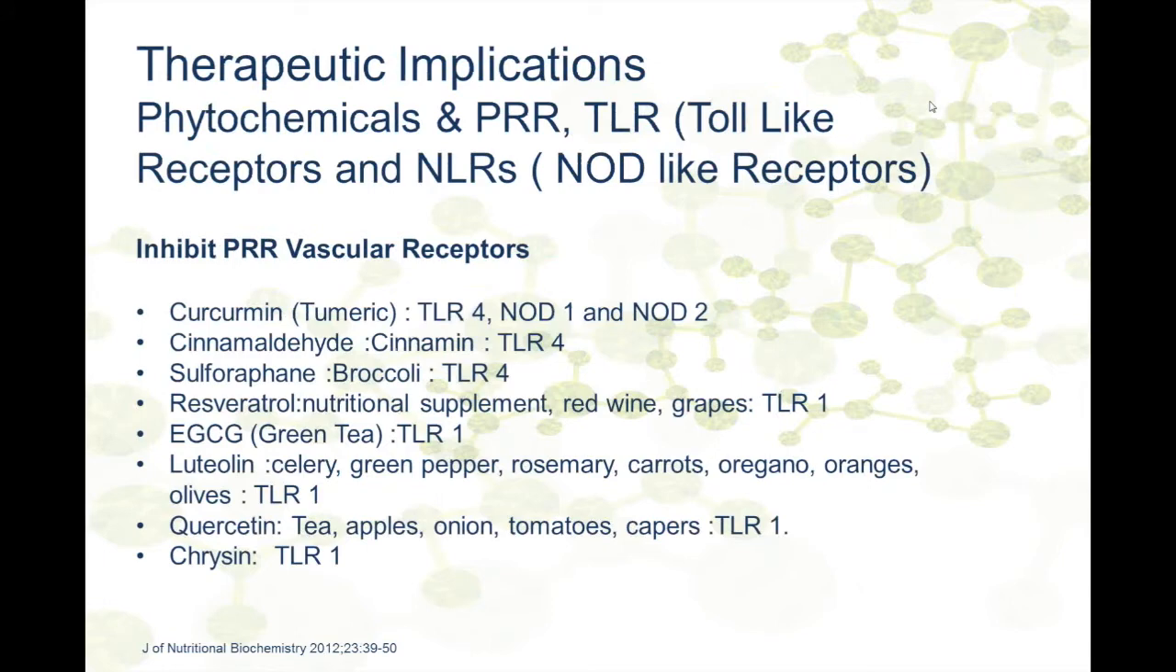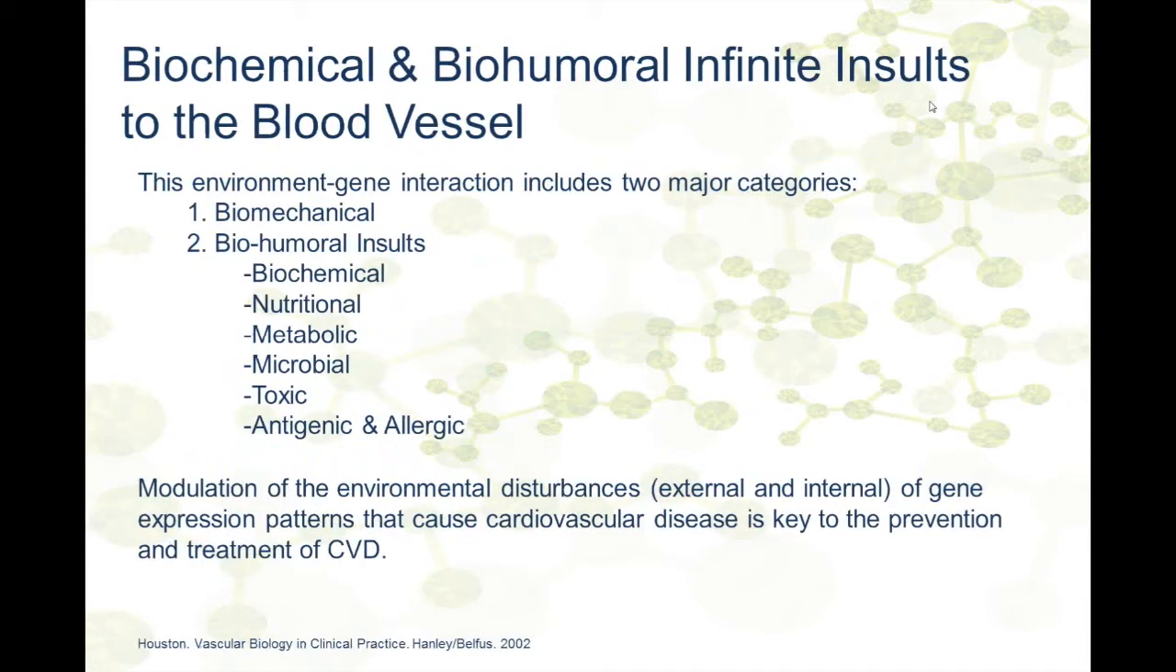So here's a list of some of the things we know about that can actually inhibit those pattern recognition receptors, blocking either the TLR receptor or the NOD receptors. This is a very, very important list. A lot of these things are supplements, a lot of them in your diet. You've got curcumin, cinnamon, sulforaphane compounds, which would be like in broccoli, resveratrol, green tea extract or EGCG, luteolin, which is found in a lot of different vegetables like celery, pepper, rosemary, carrots, oregano, and others. Quercetin, both a supplement but also in tea, apples, onions, and others. And then chrysin, which is a TLR1 blocker.